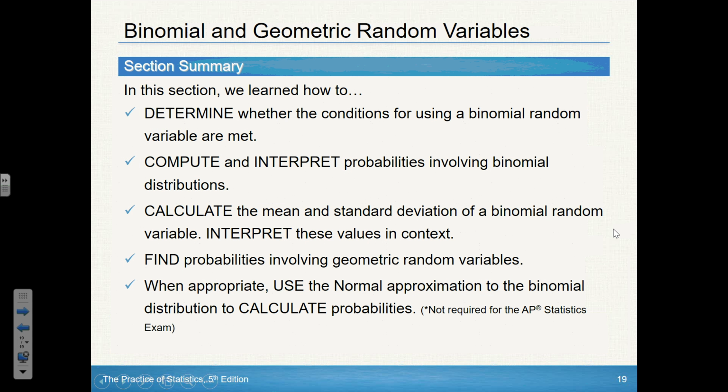If you take a look at these objectives, these are the things that we really focus on. We started off talking about whether a distribution was binomial or not. We found the probabilities for binomial distributions. We found the mean and standard deviation for binomial distributions, and we also interpreted what those values meant. And in this video here, we talked about whether a random variable was geometric or not, and we found probabilities associated with that. And even though it's not an AP topic, we did talk about how you can use normal approximation for binomial distributions as well.